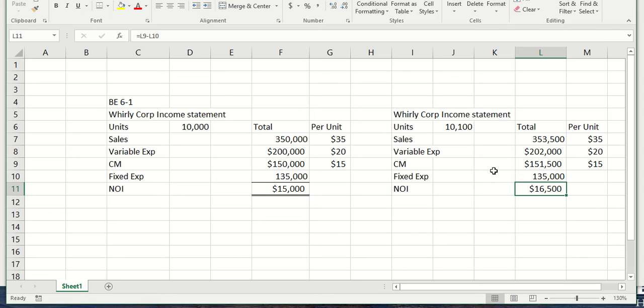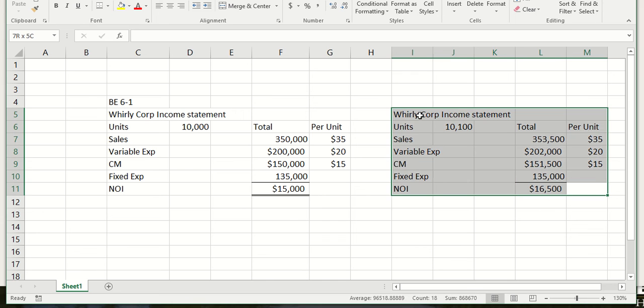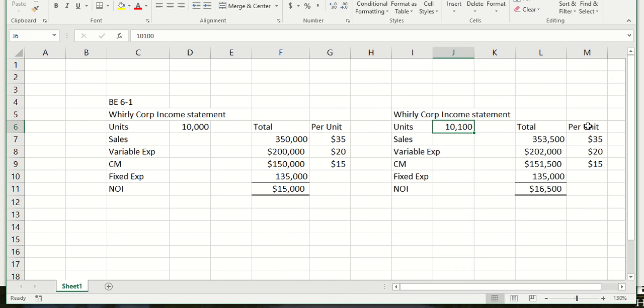Okay, what if it decreased by 100 units? Well, I could copy and paste this again and decrease it by 100 units. Now we could do 10,000 units minus 100, and now they're making 1,500 less net operating income. And then the sales volume, and now what if it was just 9,000? At 9,000 it looks like they're breaking even. They're covering those fixed expenses and they're breaking even. No profit, no loss.